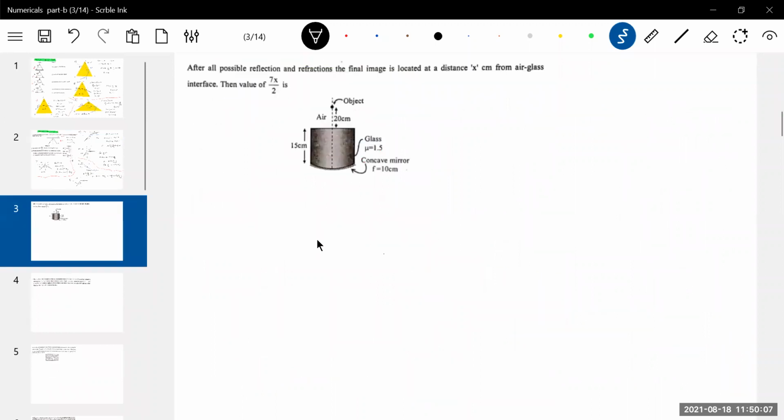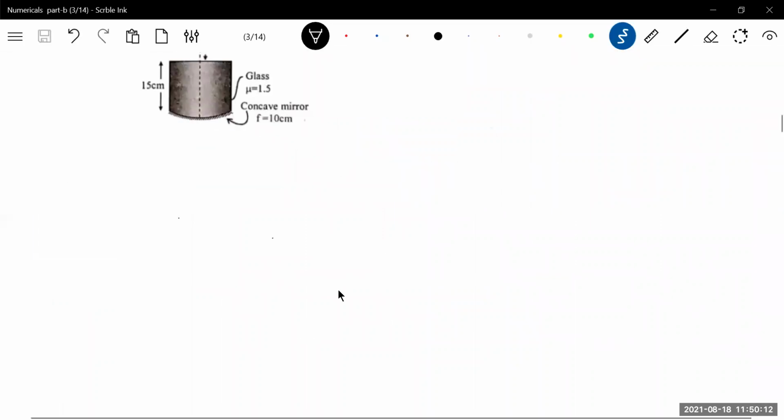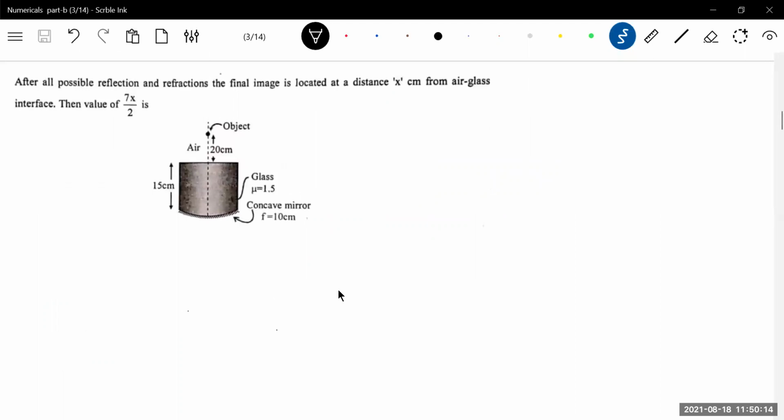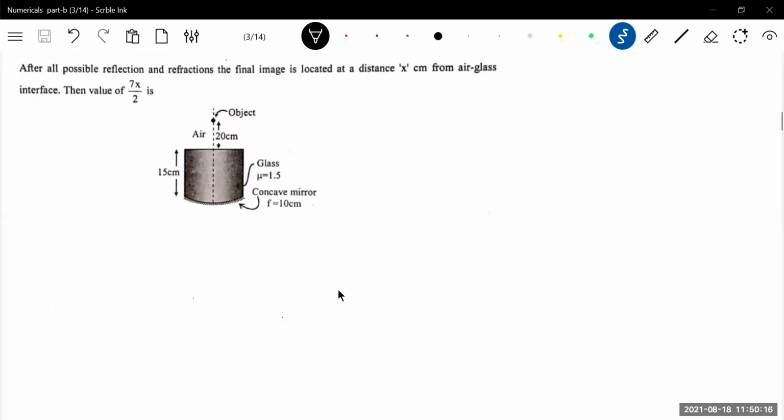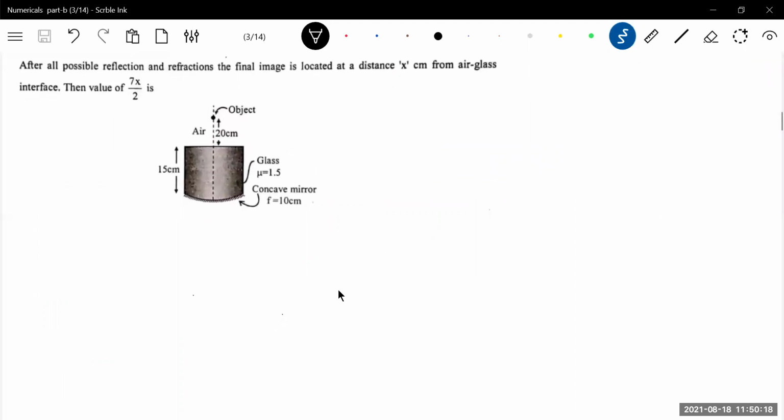Let me go for the next one. After all possible reflection and refraction, the final image is located at a distance x from the air glass interface.